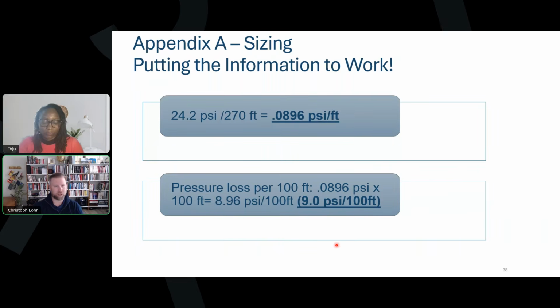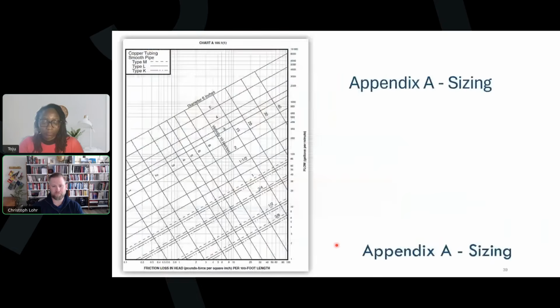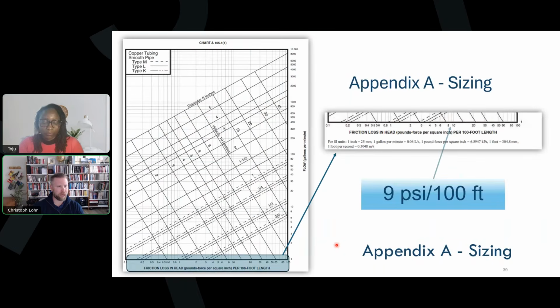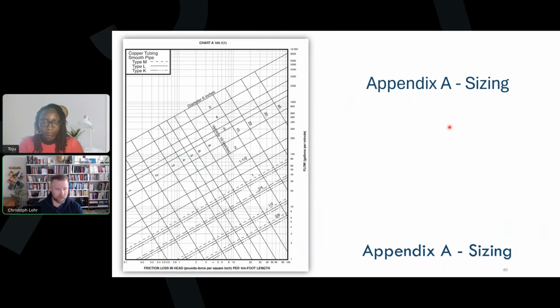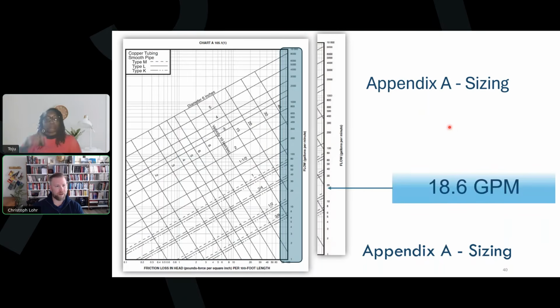So hopefully those calculations are all pretty much review for everybody here on the call. So if you go to your charts in the back and you look at the bottom there, that's your friction loss in head, pounds per square inch per 100 foot of length. So your 9 PSI per 100 lineal feet is right located there between the 8 and the 10. There's a line. And then on the y-axis, you have your GPM. So again, for the water demand calculator, our peak flow rate was 18.96 GPM.